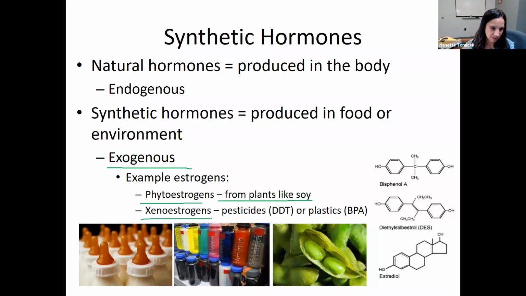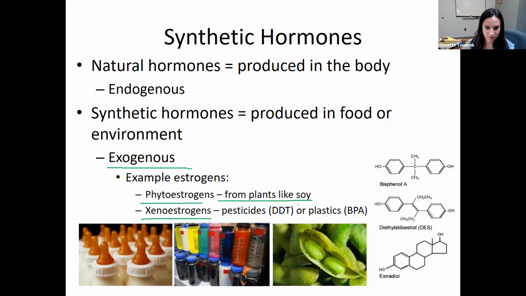Xenoestrogens are a little bit scary. These are chemical-based, so something that's happened in a factory. And the most common ones that we often talk about are pesticides like DDT, and also plastics like BPA. So DDT was kind of the scare of the 70s in the US, and this was a pesticide that was commonly used, and it turned out that it does have some impact on the endocrine system, and your body does recognize and respond to that chemical.